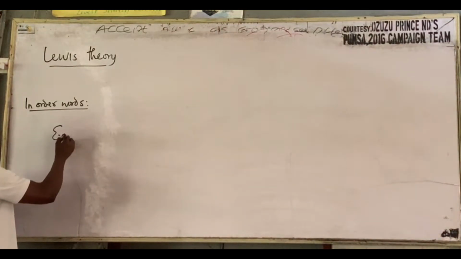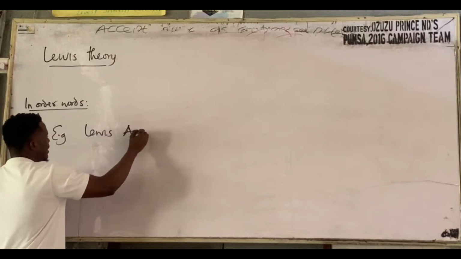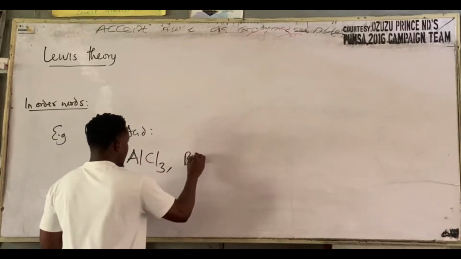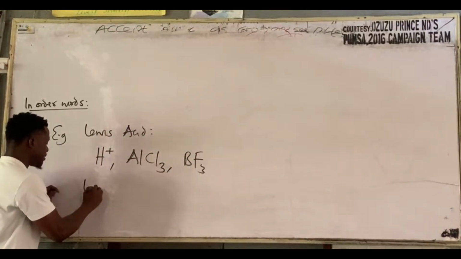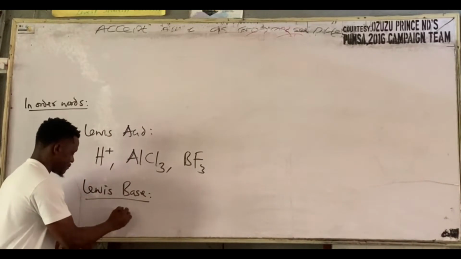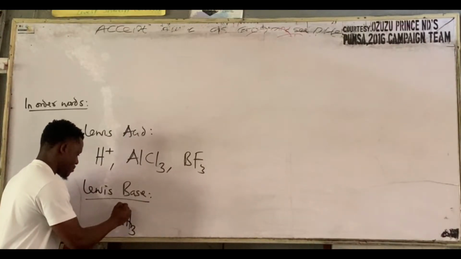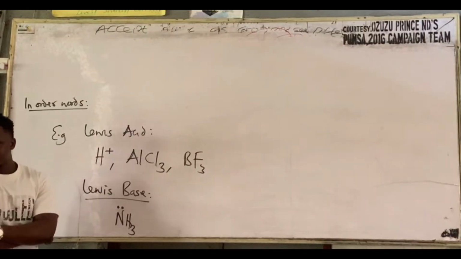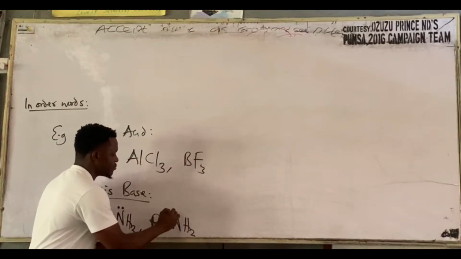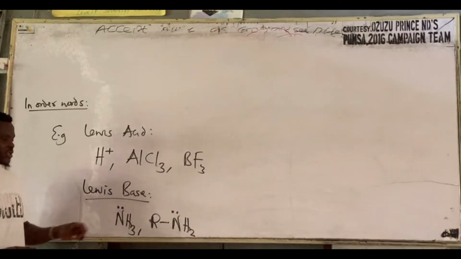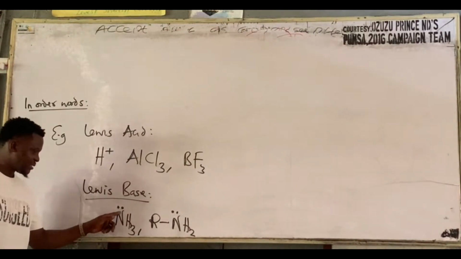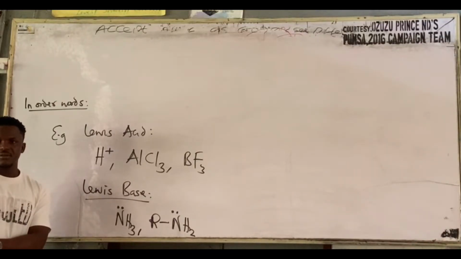Now, what's an example of a Lewis acid? We have this. Now, a Lewis base is Arrhenius, because this guy has a lone pair of electrons to donate. Amines. This is the most common example of a Lewis base. This guy can donate this lone pair. So take note of that.